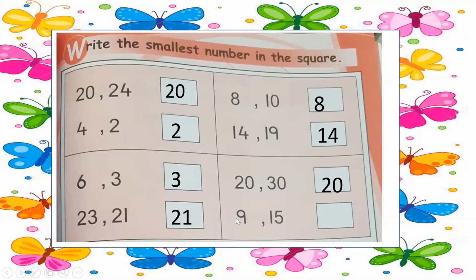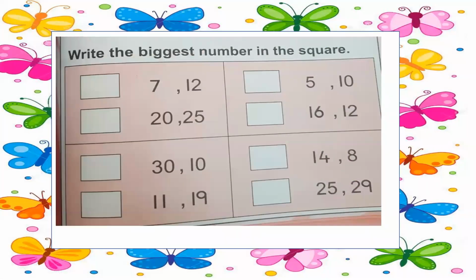19 and 9 and 15. I think number 9 is small, isn't it? Let's try to count 9, then 10, then 11, 12, 13, 14, 15. Yes, number 9 is small. We found it out. Thank you for helping me.